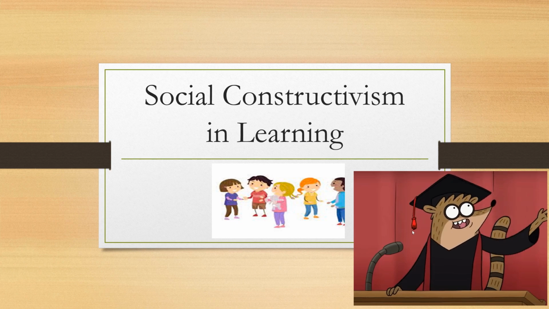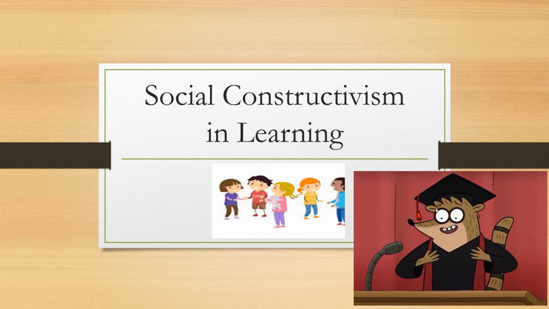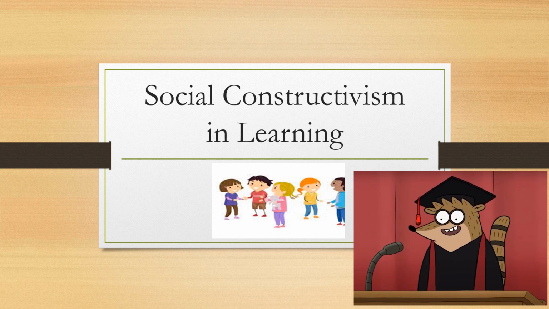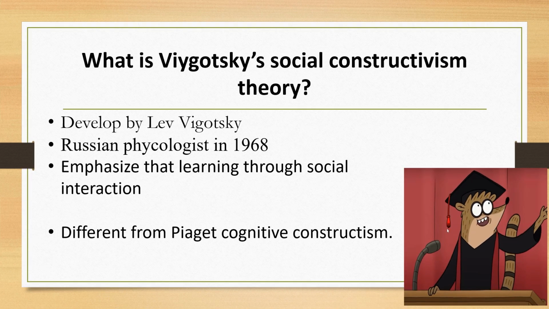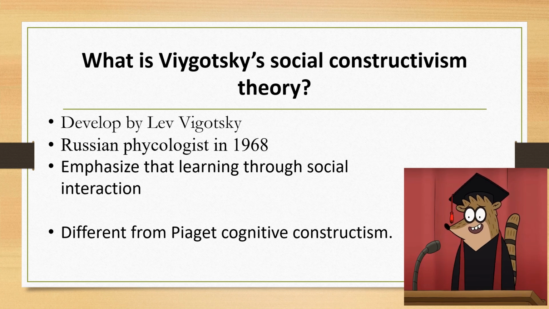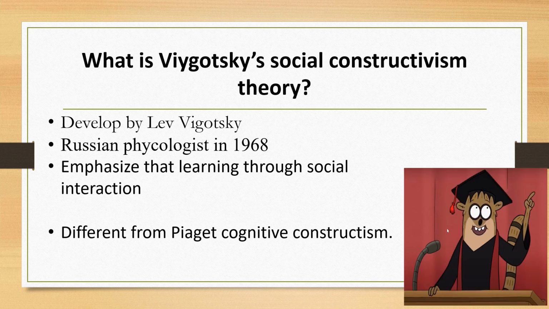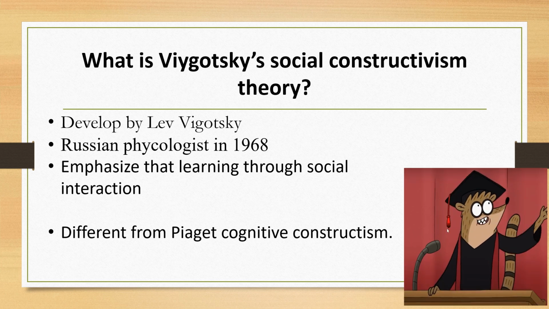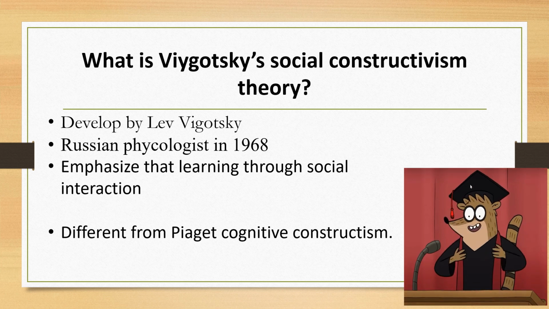Social constructivism is a sociological theory of knowledge according to which human development is socially situated and knowledge is constructed through interaction with others. What is Vygotsky's sociocultural theory? Social constructivism and cognitive constructivism are the two main sub-theories of constructivism theory. Social constructivism was developed by Lev Vygotsky, a Russian psychologist, in 1968.